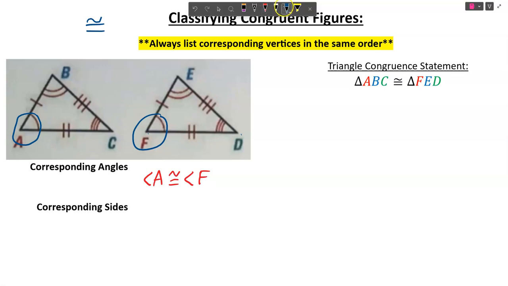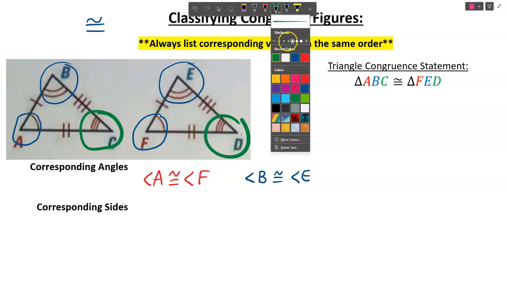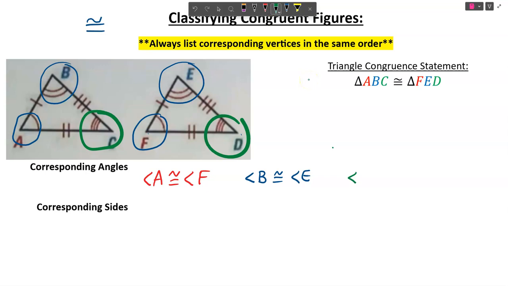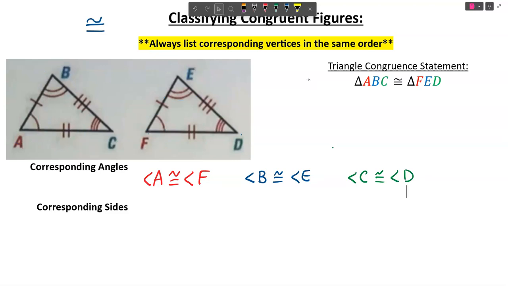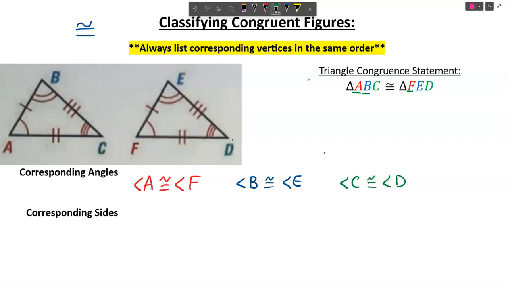And we can do the same for our other angles. Angle B and angle E both have a double congruence mark on them, which tells me that those angles are also equal. And finally, let's get my green pen out for this last one. Angle C and angle D are congruent as well. Now, I have this color-coded to really emphasize the importance of the order here. You have to list the corresponding vertices in order for this statement to be true. Notice I have A and F both in the first position, B and E in the second position, C and D in the last position.